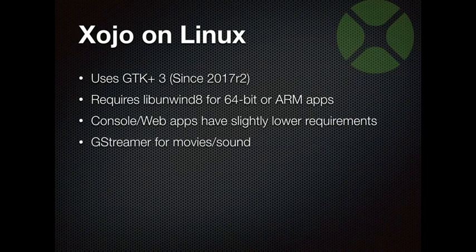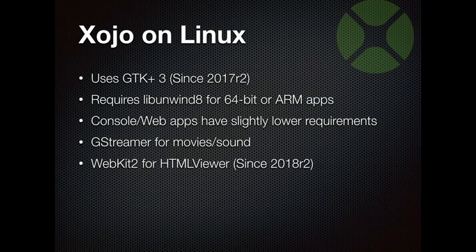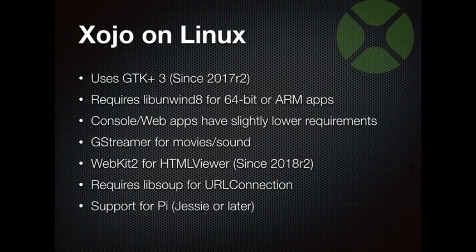We use the GStreamer library for movies and sound. And since 2018 R2, we've switched our HTML viewer to using WebKit 2, which is the new standard. And for URL connection, we require libsoup, which is generally installed on all, if not most, distros. And of course, we support Pi, and we dropped support for Wheezy a while back, so we only support Jessie or later.